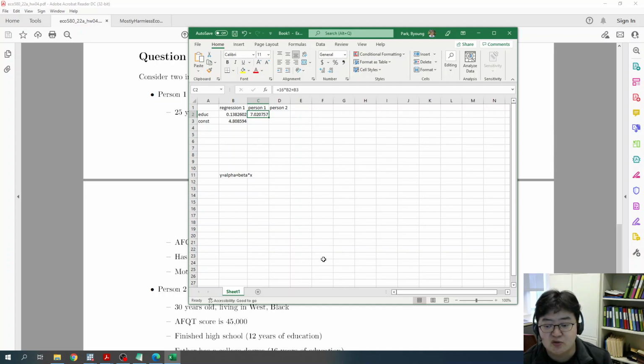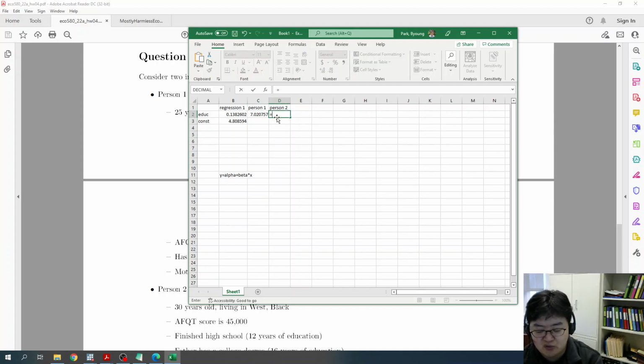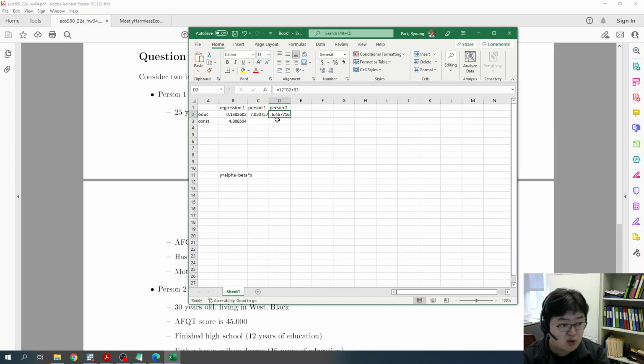Now think about person 2. Person 2 has 12 years of education, different education, so you have a different additional wage obtained from education. So now you put the same alpha, same beta, but different x, right? And then the expected wage is lower because education is lower. So this is the predicted wage for each person using the first regression.